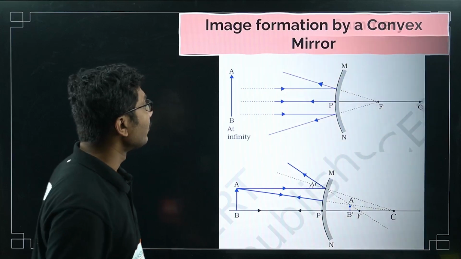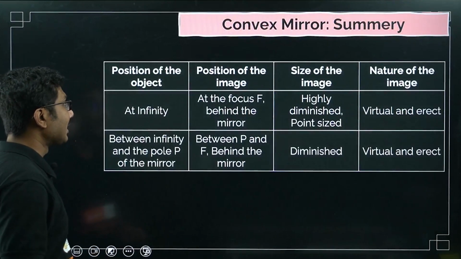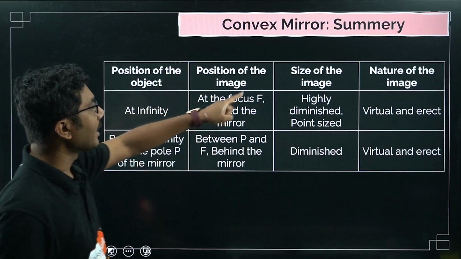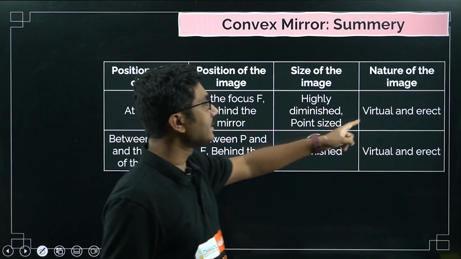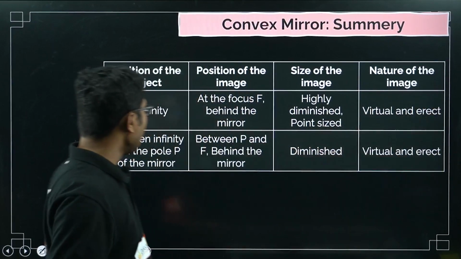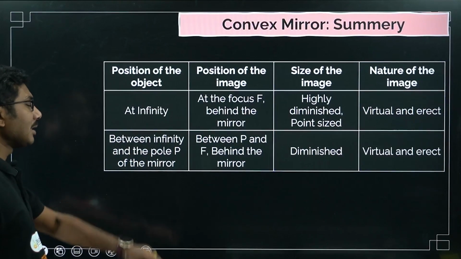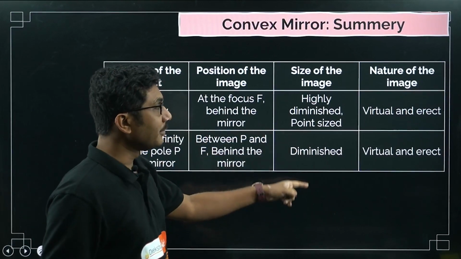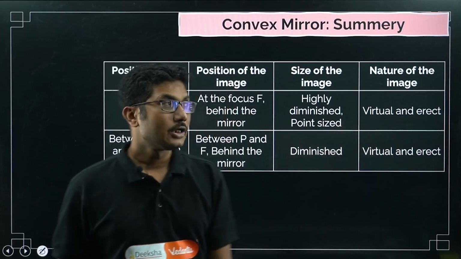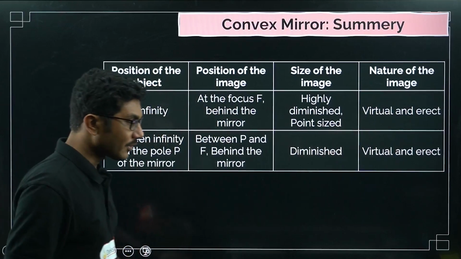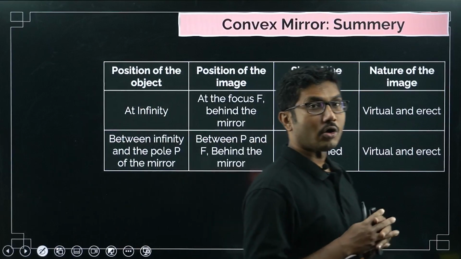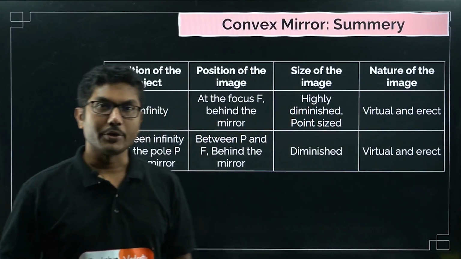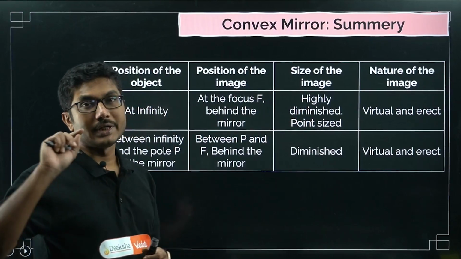Now let's look at the characteristics at one glance. Object at infinity: image is at the focus, behind the mirror, highly diminished, point sized, virtual and erect. Object between infinity and the pole P of the mirror: image between P and F, behind the mirror, diminished, virtual and erect. So this is the property you have to remember: a convex mirror always produces a virtual image of real objects.